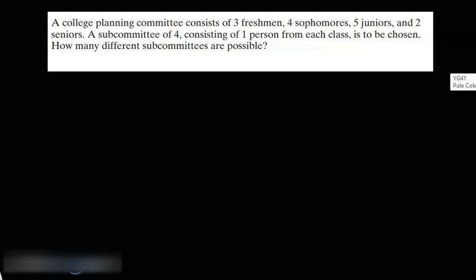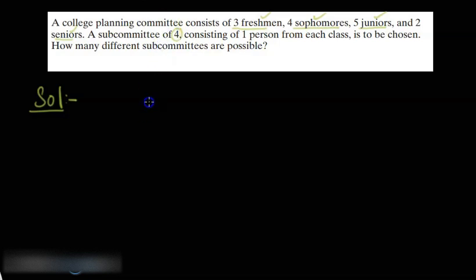So the question says that a college planning committee consists of 3 freshmen, 4 sophomores, 5 juniors and 2 seniors. So you have actually 1, 2, 3, 4 categories. A subcommittee of 4 consisting of 1 person from each class is to be chosen. How many different subcommittees are possible?